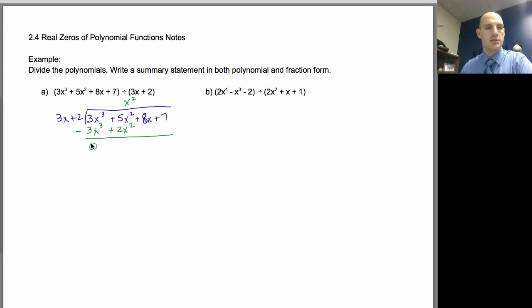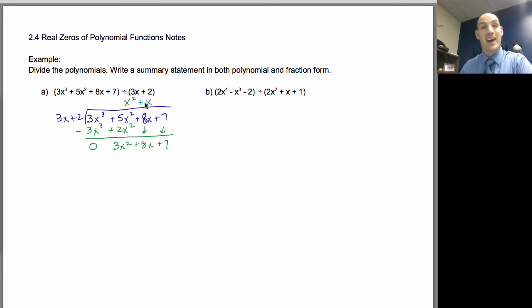So here I get 0, which is good. That's what I want. 5x squared minus 2x squared would be 3x squared. I will bring down my 8x. I will bring down my positive 7. And I'm asking that question again. What do I have to multiply 3x by to get 3x squared? So I need to multiply by an x, and you'll see these columns line up, so a positive x.